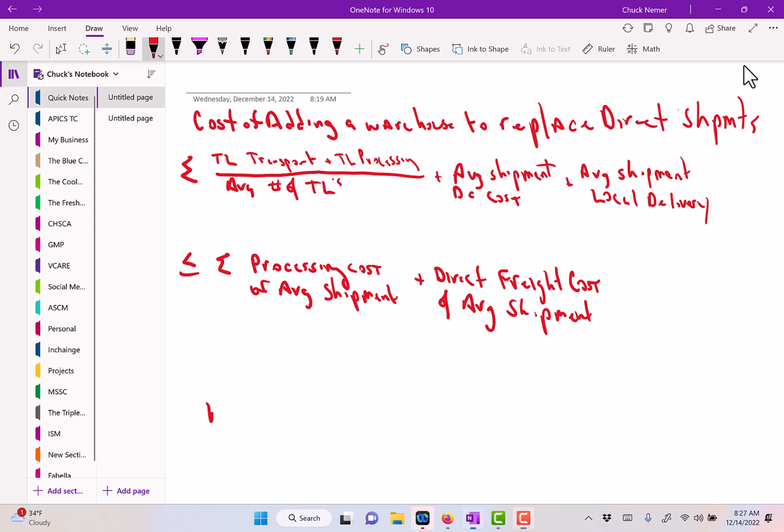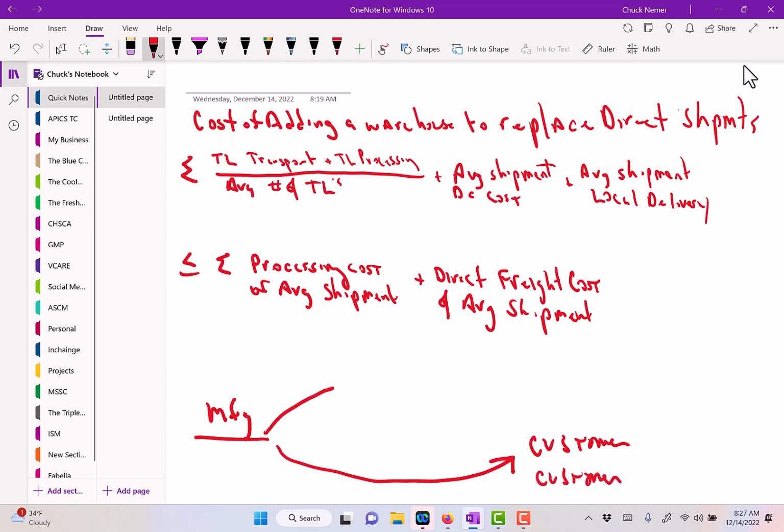If you're a visual person, here's kind of what it looks like on the bottom. We've got the manufacturer here, and currently we ship direct to the customer. The question we're asking here is, is that way cheaper? Or is it cheaper for us to ship, and we could have multiple customers, I should add as well, as many as those are, or should we ship truckloads to a distribution center and then have a series of local deliveries to the customers?